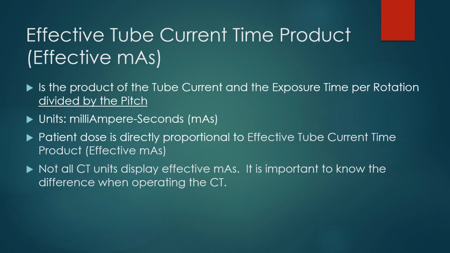Effective mAs is the product of the tube current and the exposure time per rotation divided by the pitch. Since this is the mAs value divided by the pitch, effective mAs is a term that is used for helical scans only. The units are milliampere seconds, or mAs. Patient dose is directly proportional to effective tube current time product, or effective mAs. Not all CT units display effective mAs. It is important to know the difference when operating the CT.